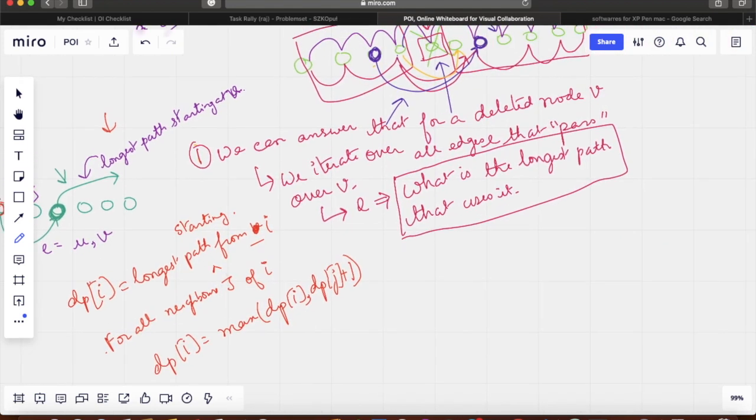So what is our complexity till now? We are going over all v's, so this part is order n, and for all of them we are iterating over all edges e that pass over such a v.